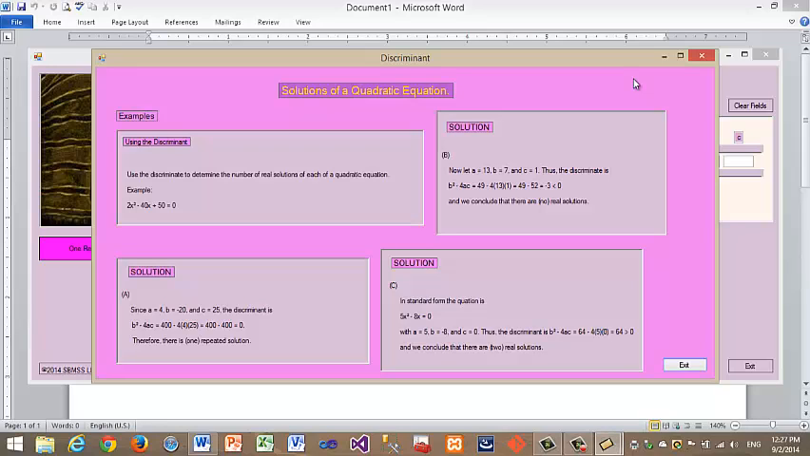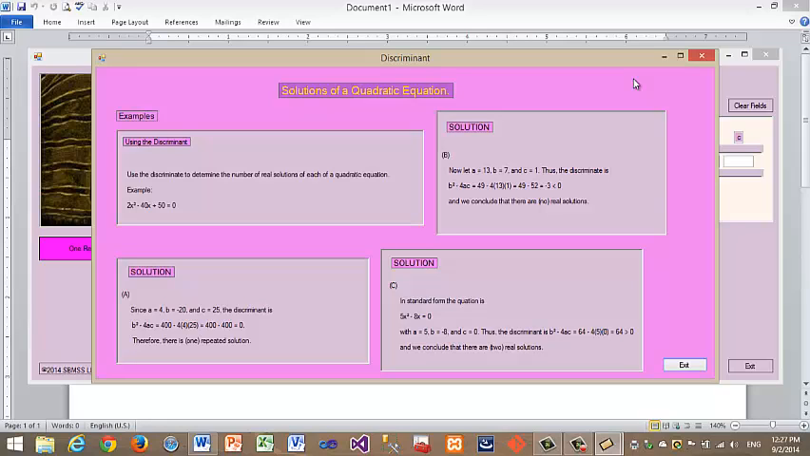Solutions of a quadratic equation. Talking about the discriminant: using the discriminant to determine the number of real solutions of a quadratic equation. That's what we're using the discriminant for.